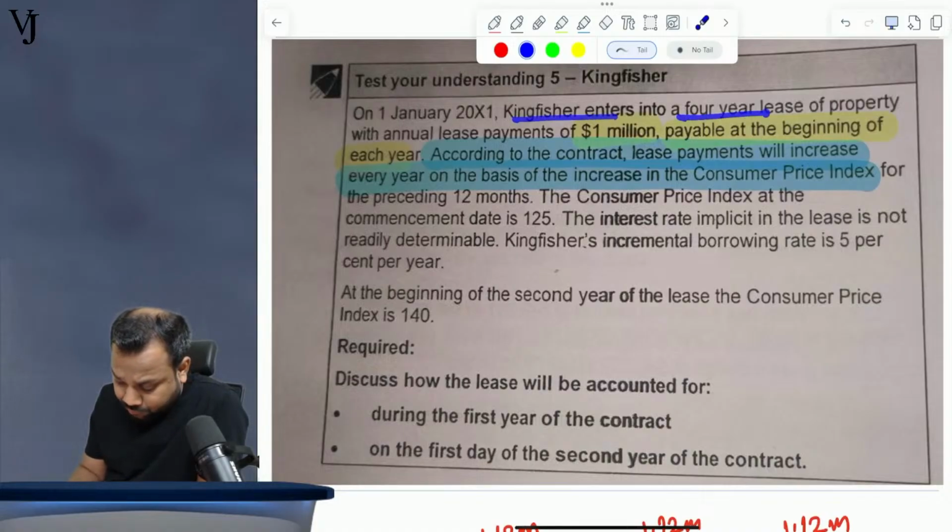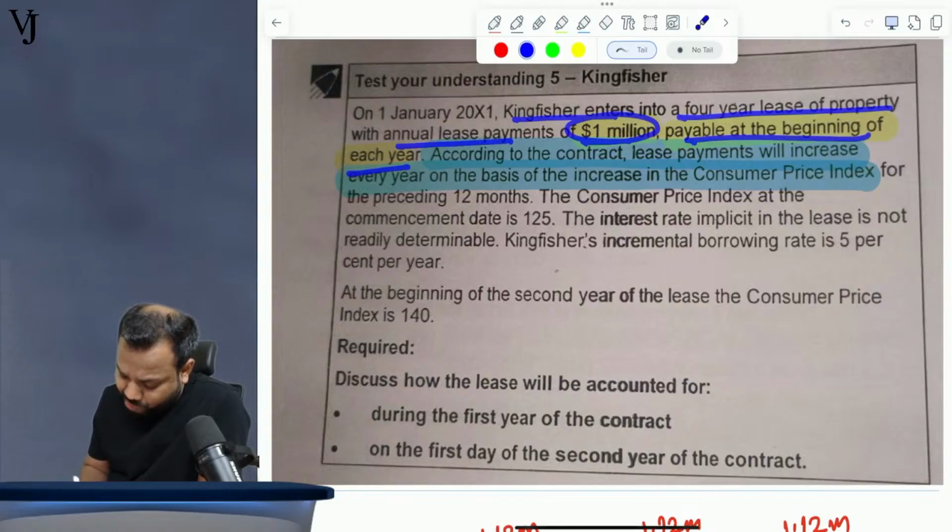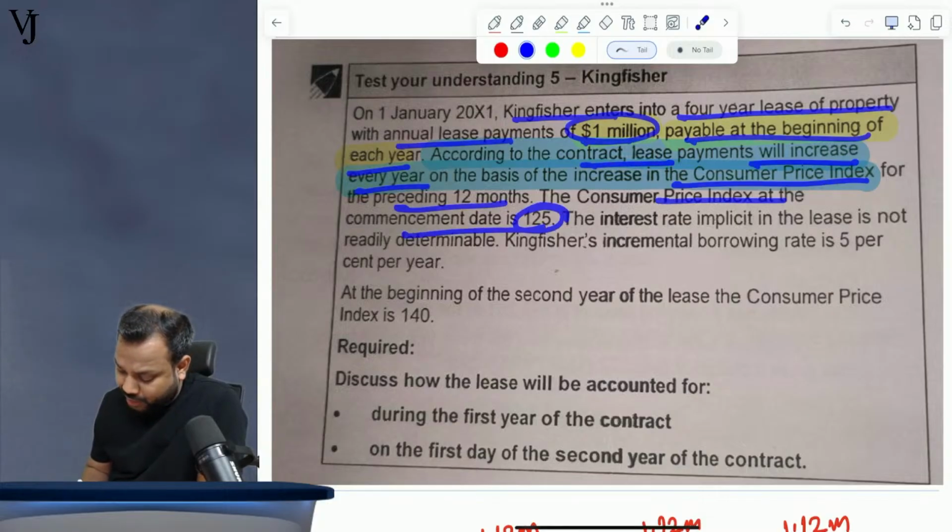Kingfisher enters into a 4-year lease of property with annual lease payments of 1 million payable at the beginning of each year. According to the contract, lease payments will increase every year based on the consumer price index in the preceding 12 months. Consumer price index commencement date is 125.